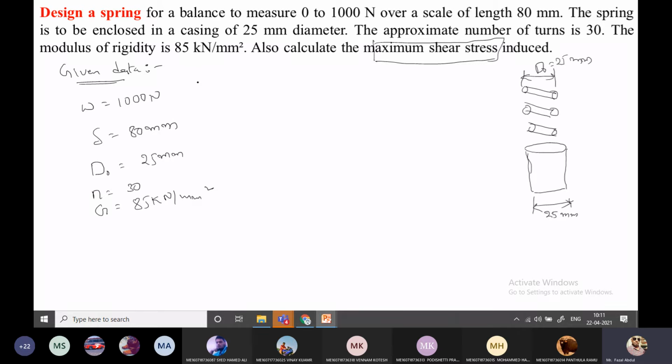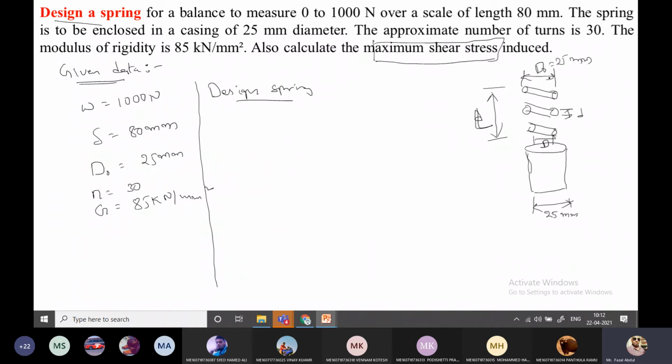So first, design is totally concerned with the parameters pertaining to the spring. What are the parameters? Outside diameter, mean diameter, wire diameter, and the length of the spring. So these are all parameters pertaining to the design. Okay, so first I am designing the spring. In designing the spring, what parameters are required?